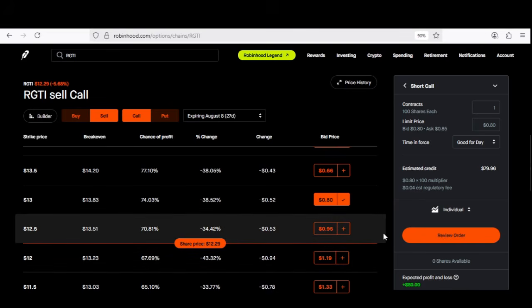Now, the way for you to make consistent income, you're going to use those 100 shares and you're going to go ahead and implement this exact same option strategy for another month. And you just keep rinsing and repeating until you're assigned.